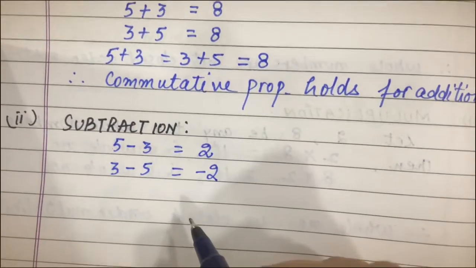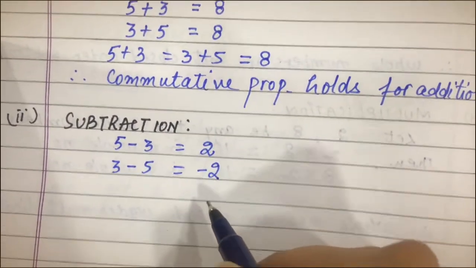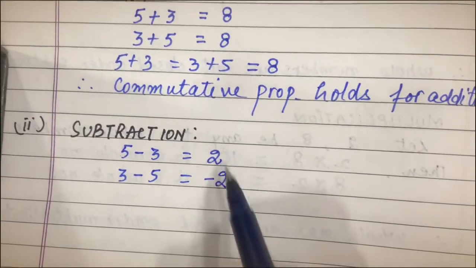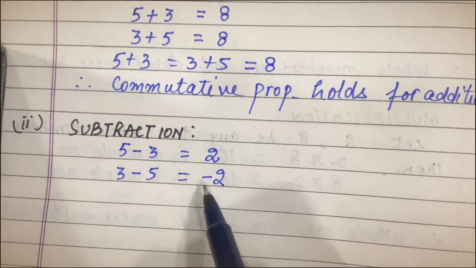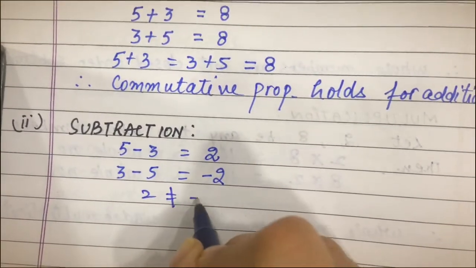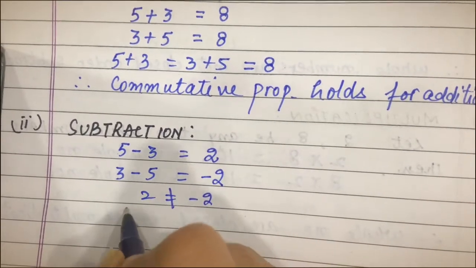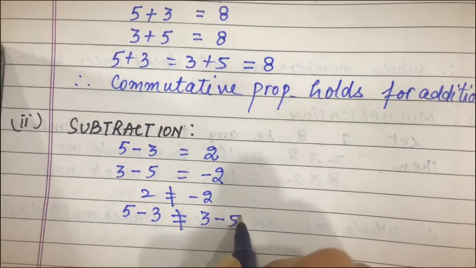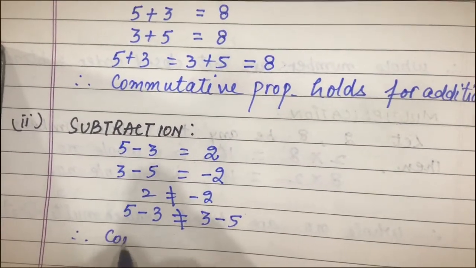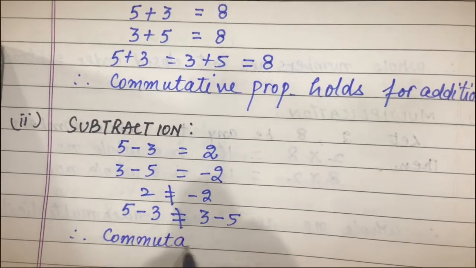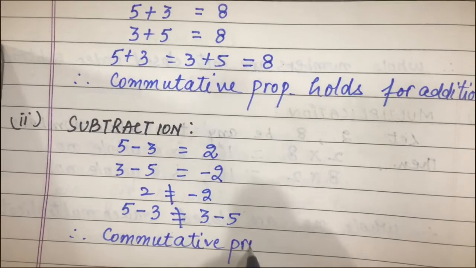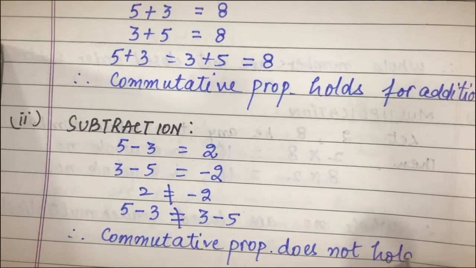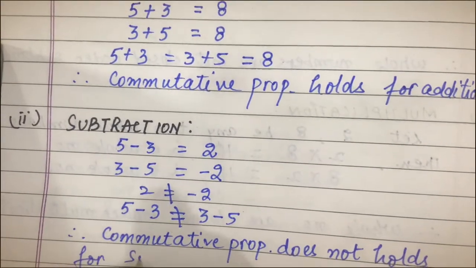This answer we will be discussing when we do the videos on integers. Can you see 2 and minus 2 are not the same? One is a positive number, another is a negative number. It has a minus sign. So we can say 2 is not equal to minus 2. This is a not equal sign. So can we write 5 minus 3 is not the same as 3 minus 5? Therefore, commutative property does not hold for subtraction.